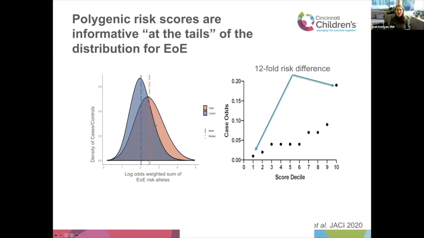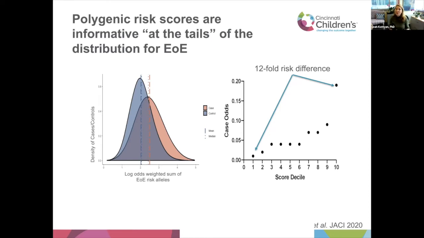Sure, if you're in the middle of the risk burden, it's pretty hard to tell one way or the other if someone is going to get eosinophilic esophagitis or not. But if you look at the people who are at the very top of the distribution, they're in the top 10th percentile, they're at 90th percentile and up for EoE risk. And you compare those people to people at the bottom 10th percentile, you see that there's actually a 12-fold difference in risk just from this set of variants that we calculated for this particular study.